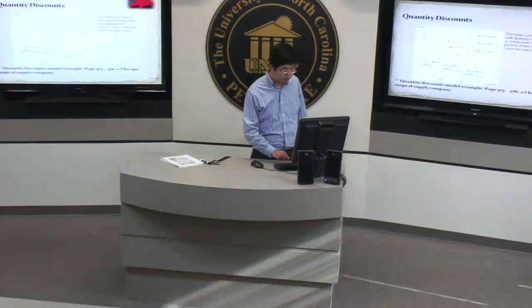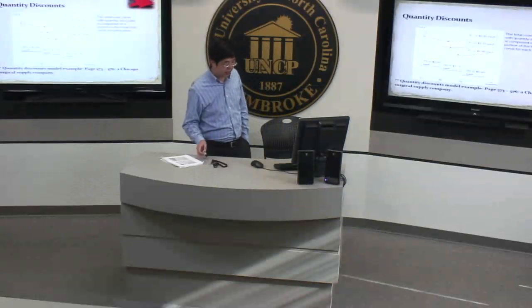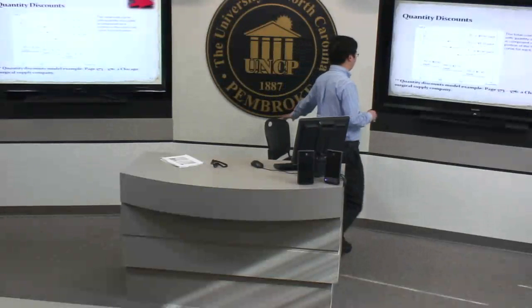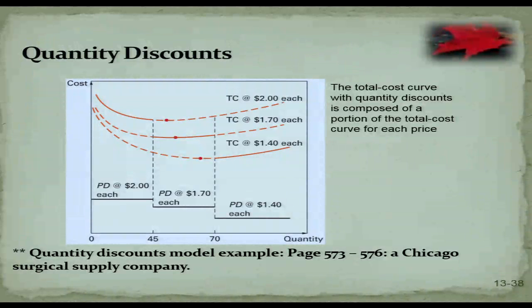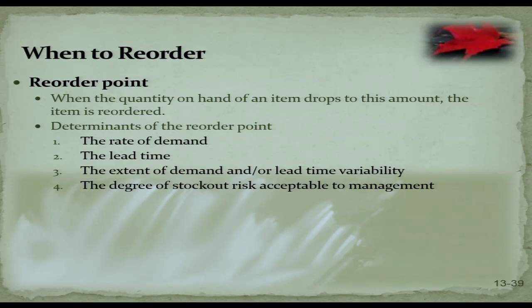Okay, so as we explained last Wednesday in class, please review the quantity discounts example on pages 573 to 576. Since we don't have time to go through an example in class, but it's very important, because in reality many times we will have discounts if we order more. Then in this situation, the simple EOQ model won't fit. You want to use the quantity discounts model to get the optimal order quantity.